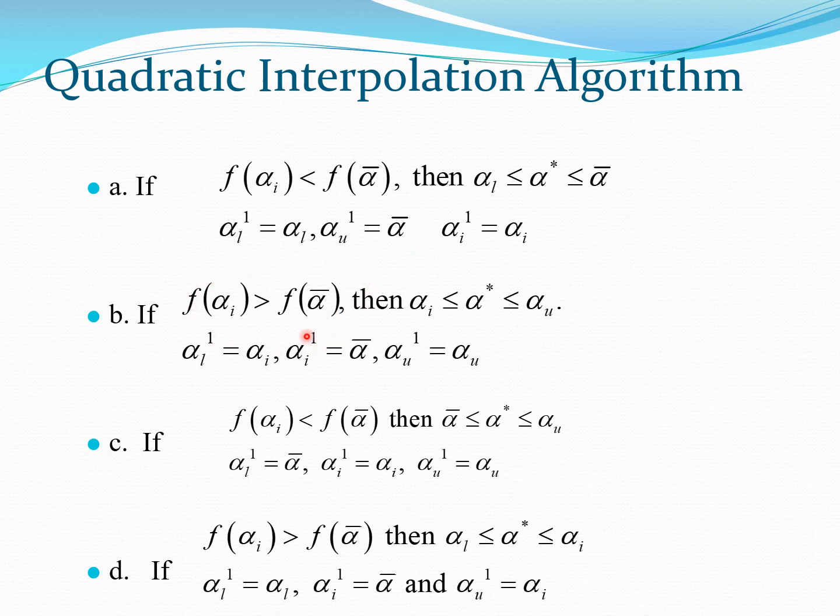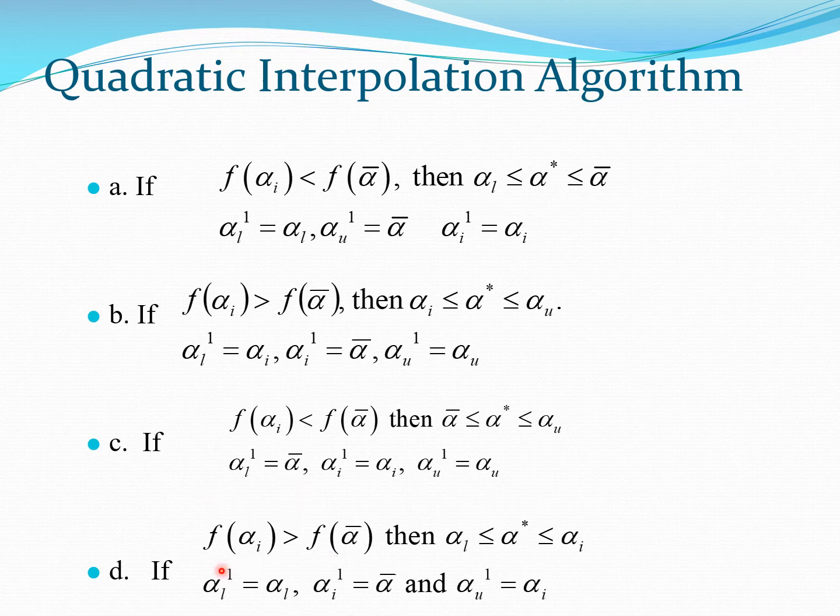Similarly, you look at the next situation here: f of alpha I is greater than f of alpha bar and alpha I is less than alpha star is less than alpha U. In this kind of situation, alpha L1 is going to be alpha I, alpha I1 is going to be alpha bar, and alpha U1 is going to be alpha U. So again, the interval has been reduced from alpha I to alpha U. The third case here is that f of alpha I is less than f of alpha bar, and this case also has alpha star lying between alpha bar and alpha U. In this case, alpha L1 becomes alpha bar, alpha I1 becomes alpha I, and alpha U1 becomes alpha U. Again, the interval is brought down from alpha L, alpha U to alpha bar, alpha U.